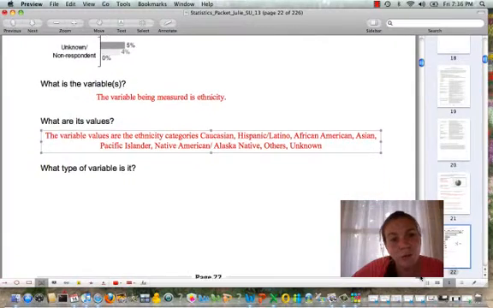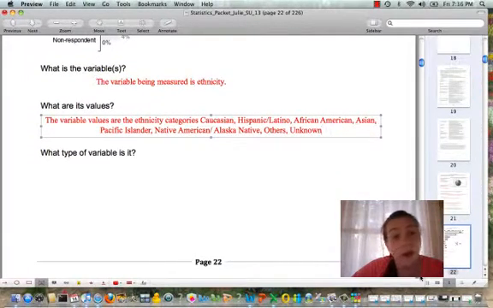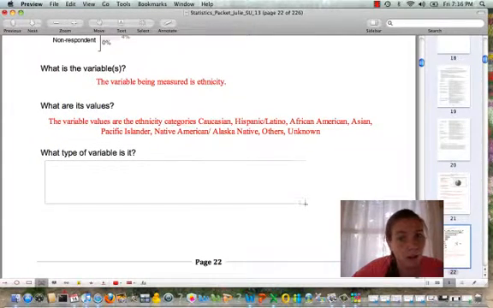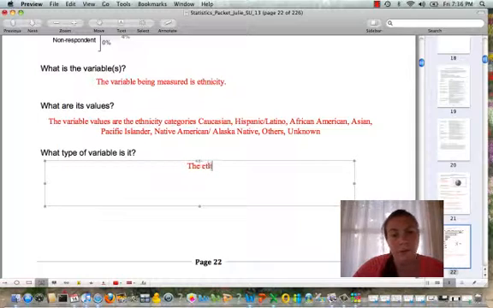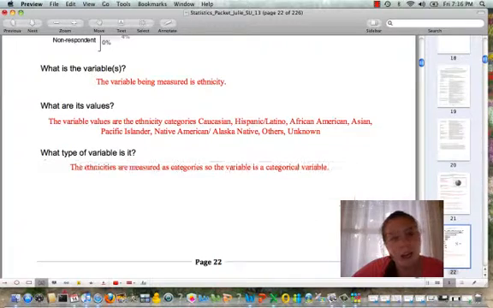And then the next question asks us, what type of variable is this? So as we've talked about, these ethnicities are measured as categories, so this is a categorical variable. And again, another indication that this is a categorical variable is because we're looking at a bar chart. So anytime we're looking at a bar chart or a pie chart, we're most likely looking at categorical variables.